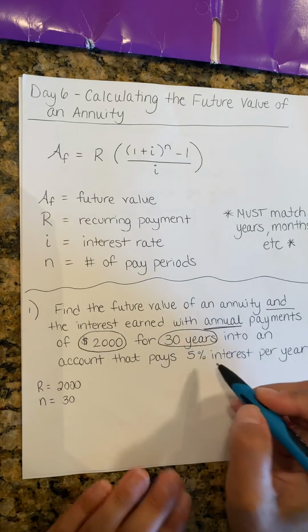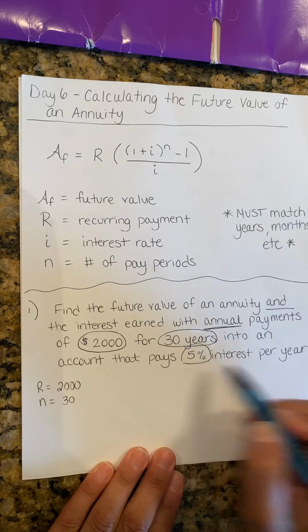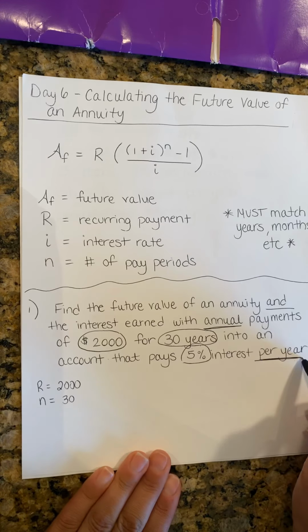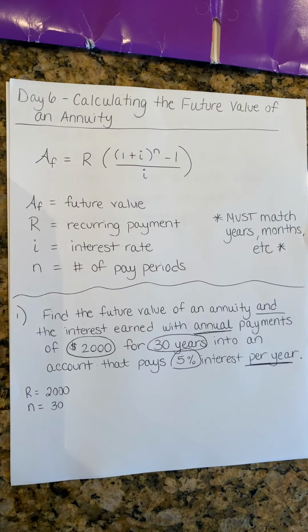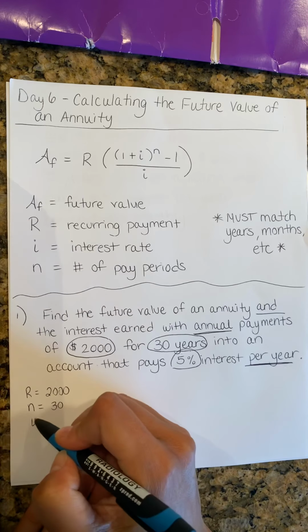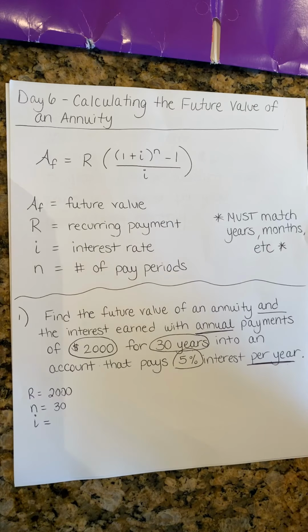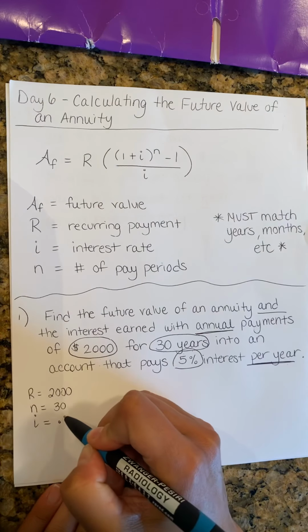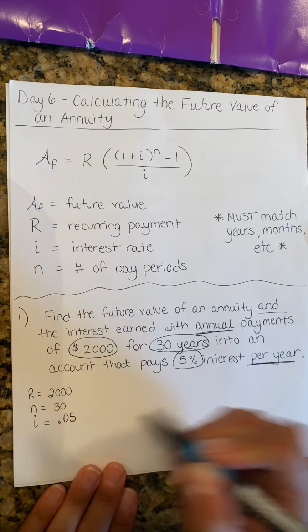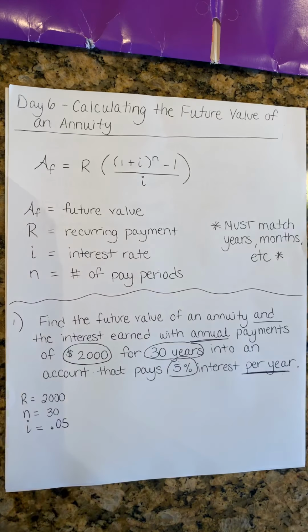And then it pays 5% interest per year. So again, that interest rate matches per year. So that becomes your I, your interest rate. And same thing we did when we were dealing with percents. You always need to move your decimals 2 places to the left. So that means my interest rate is 0.05. So that's all the numbers I need to figure out my future value.